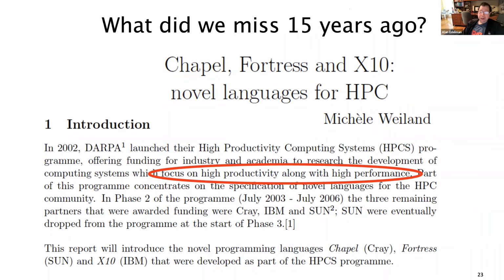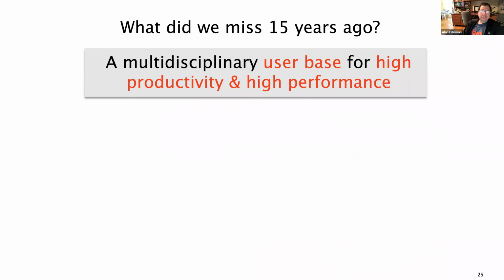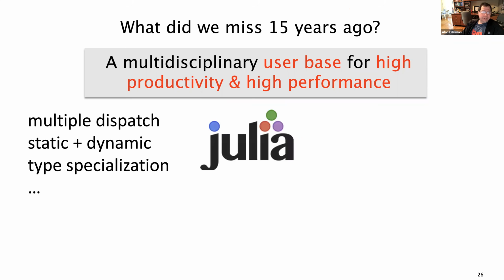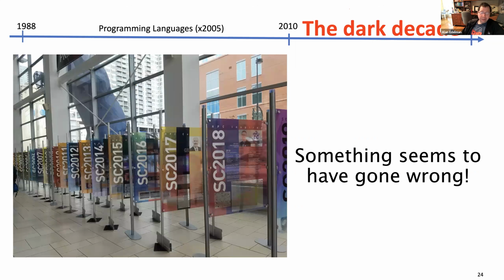You might ask what's new with Julia, in case you were around back in those days. But basically, what was missed 15 years ago is what we have today: a multidisciplinary unit interface for high productivity and high performance. I'll say more about this in a minute, but let me go back to this slide because this is also fun.